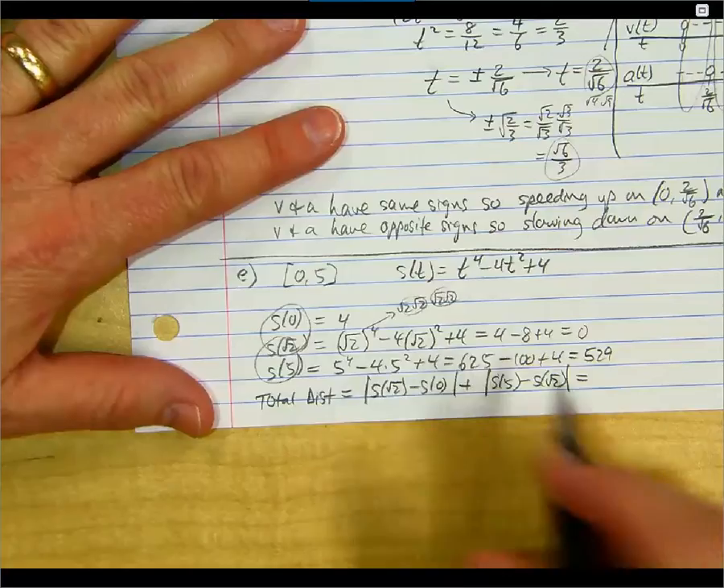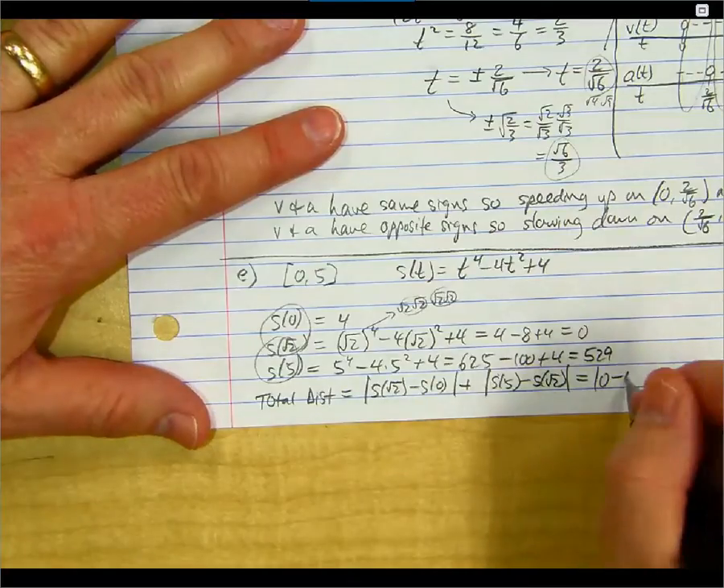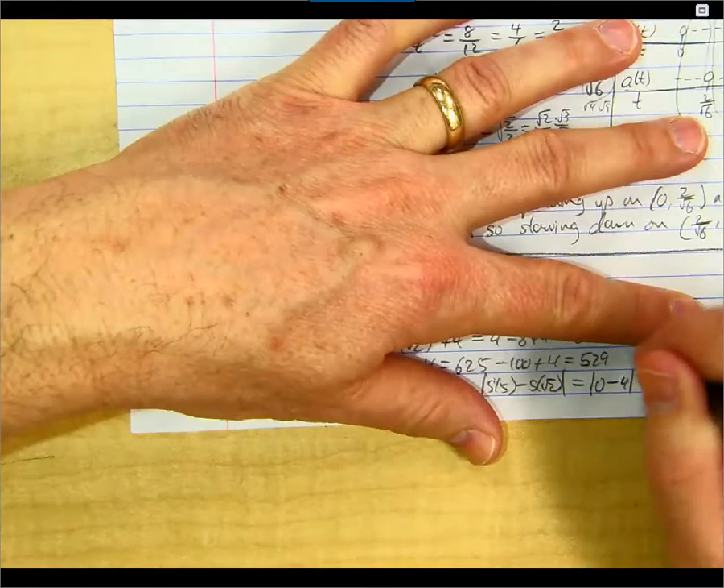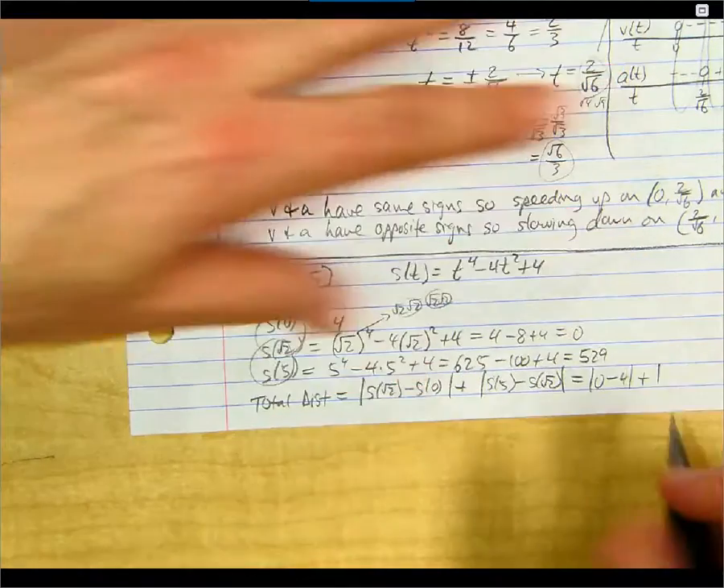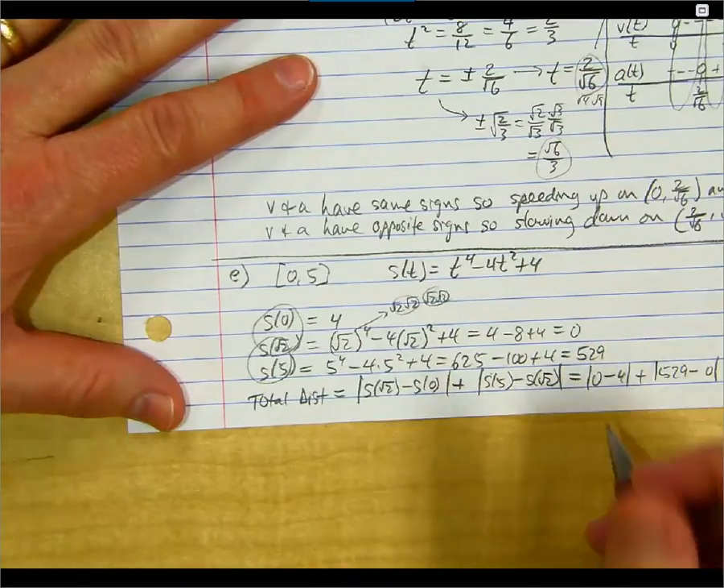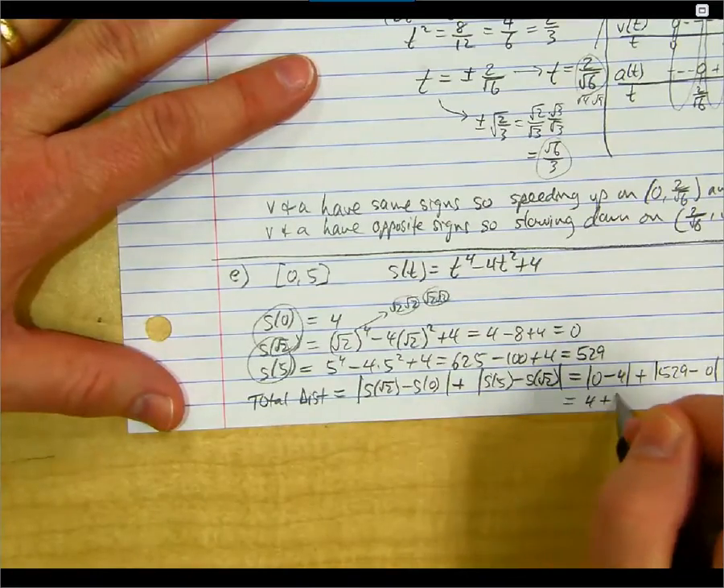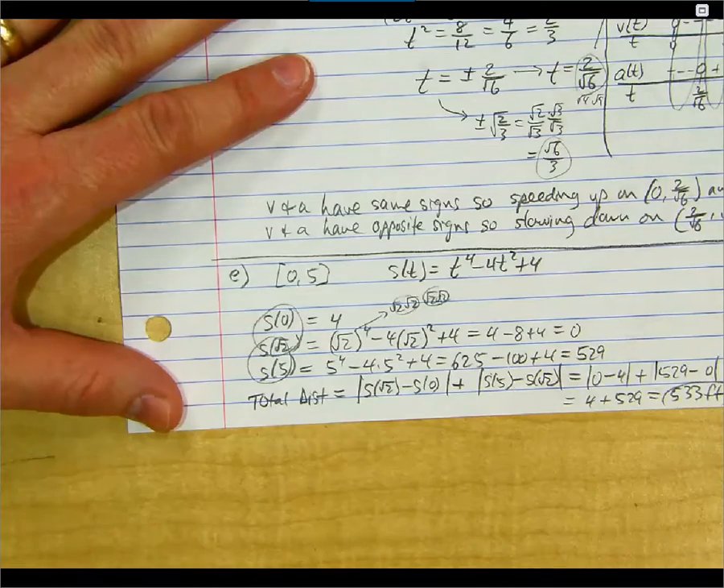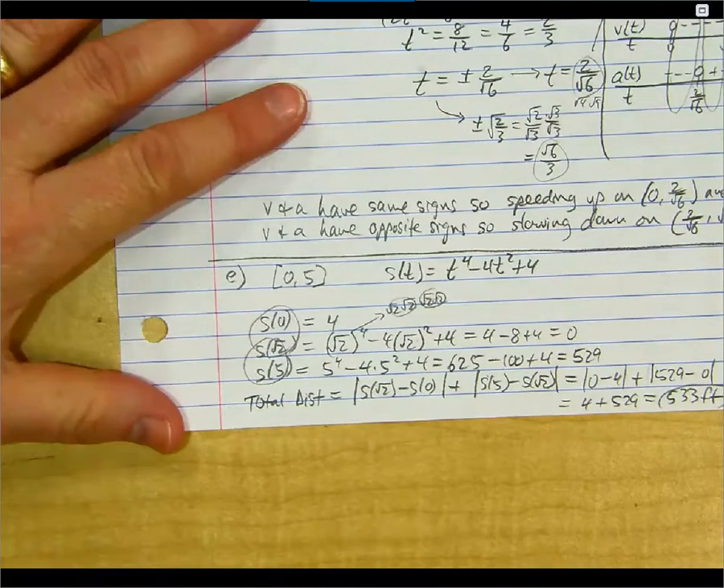And we're simply going to plug in now. 0 minus 4 in the first absolute value. And then the second one, we're going to have 529 minus 0. So we'll get 4 plus 529, which is 533 feet. Lovely. All right, that's pretty much it.